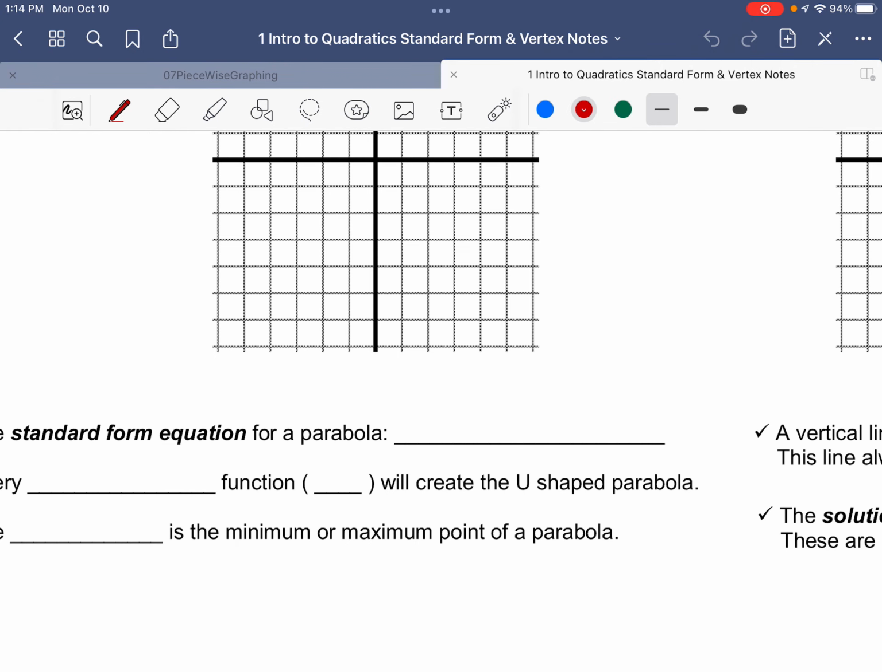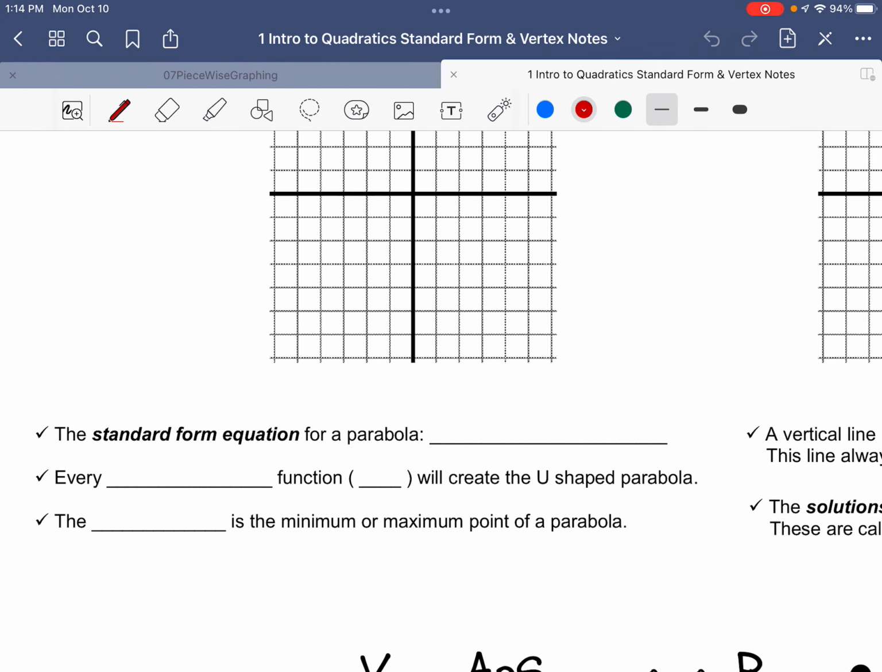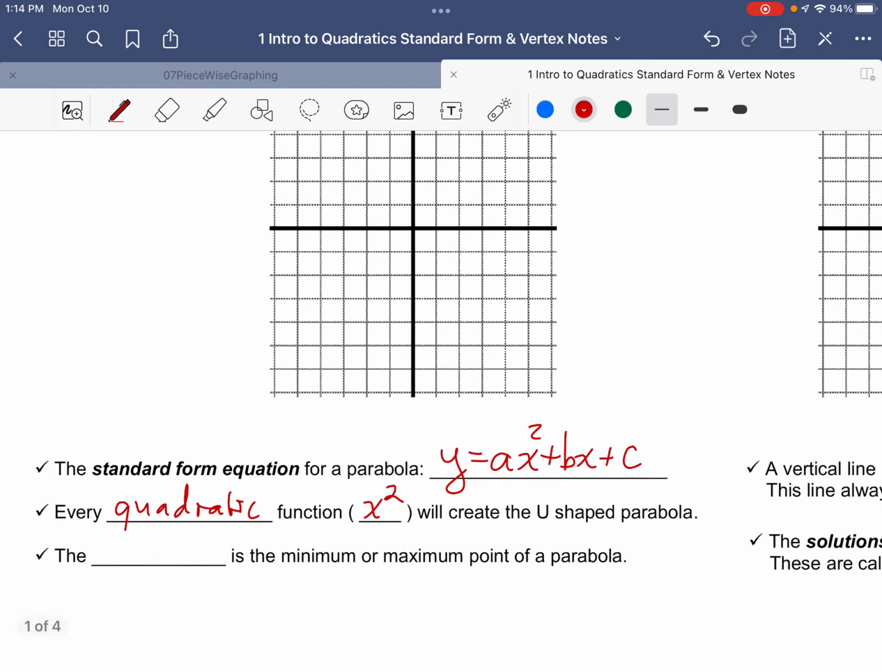Where I actually want to start is by filling in the fact of what's known as standard form. The standard form equation for a parabola was that ax squared plus bx plus c equation. And again, notice that it's got the x squared, and that's what makes it quadratic, because a quadratic function will always have the x squared, which creates that U-shaped parabolic function.